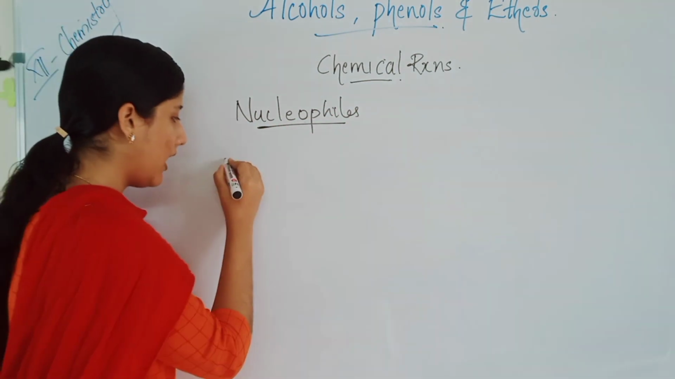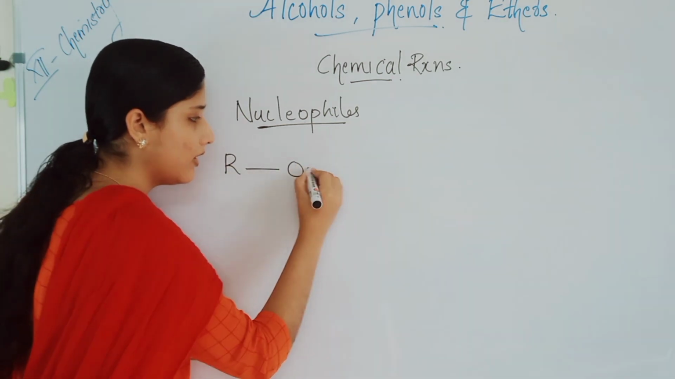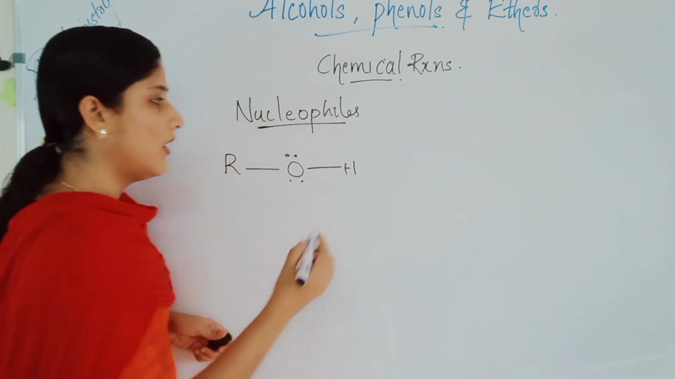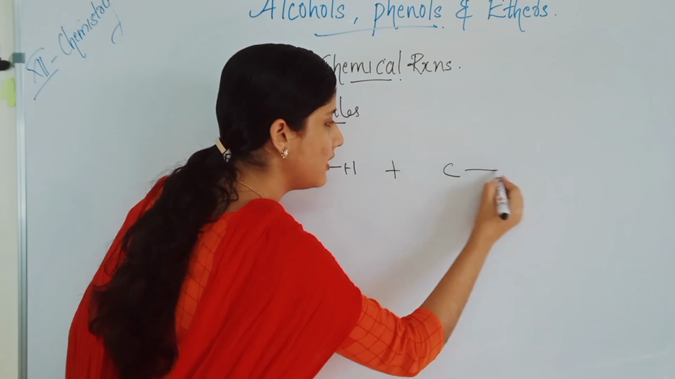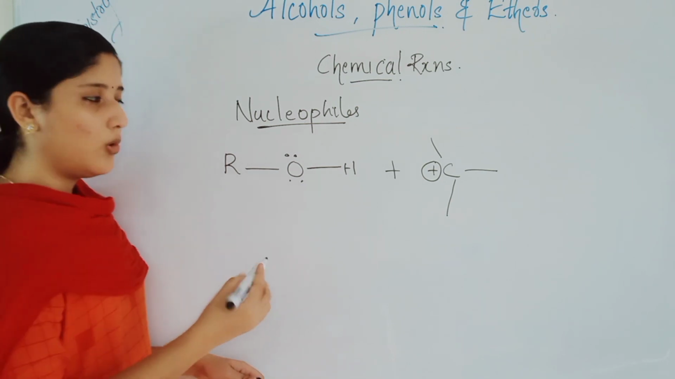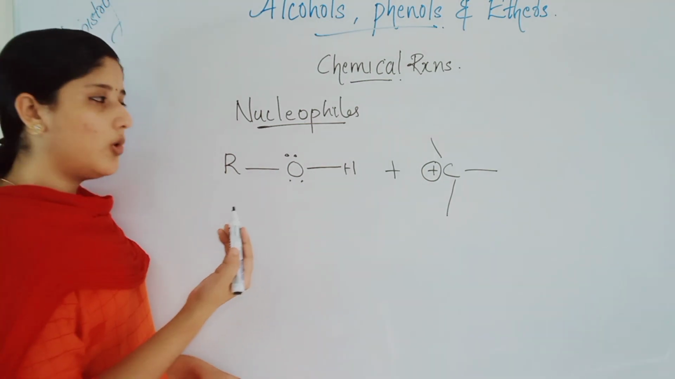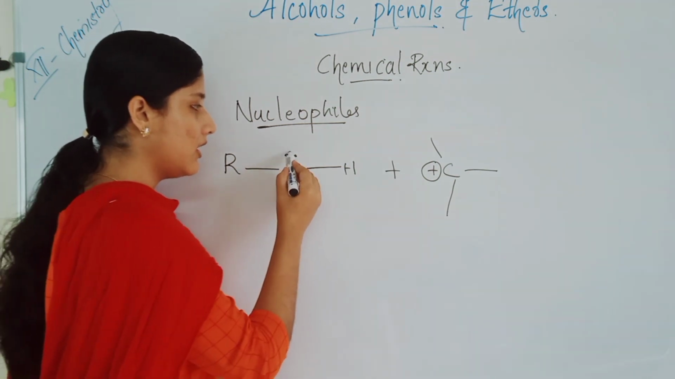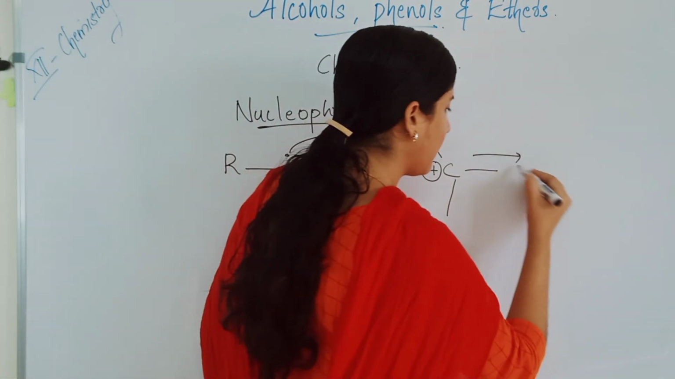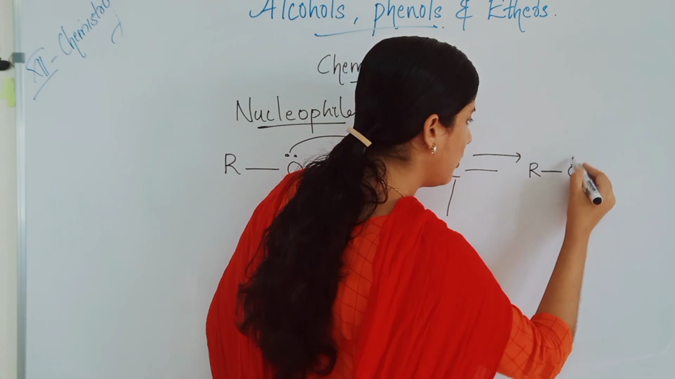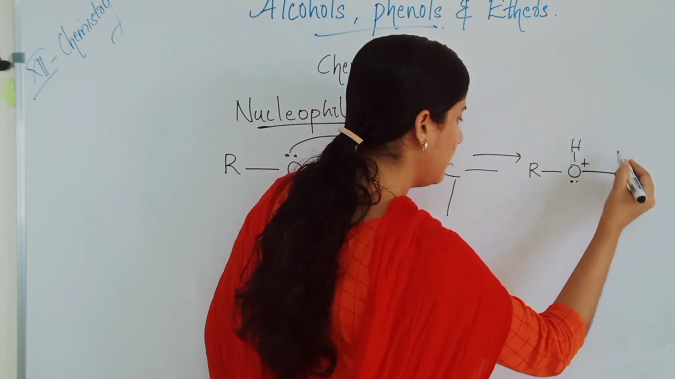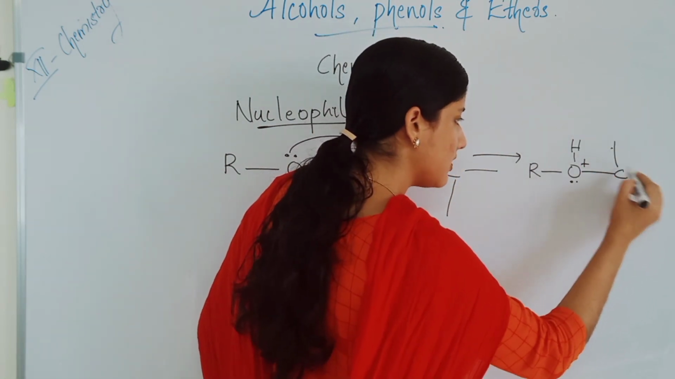Consider an alcohol, ROH. Here there are lone pairs on oxygen, and consider an electron deficient carbon containing a positive charge. So how does alcohol act as a nucleophile? The lone pair on the oxygen will attack the carbon with a positive charge. So ROH will be attached, and here there will be a positive charge on the oxygen, then 3 bonds, isn't it?